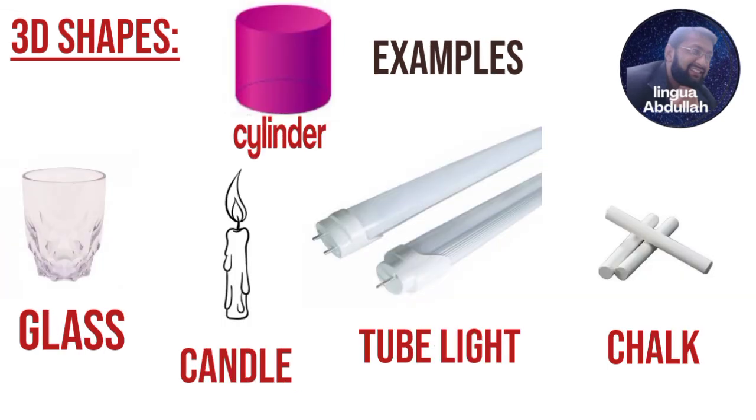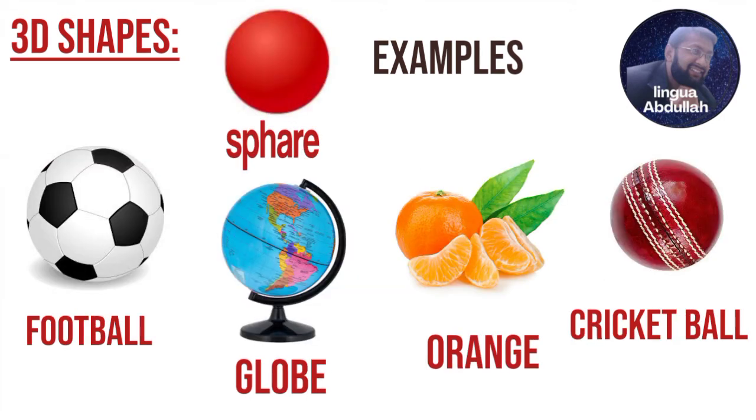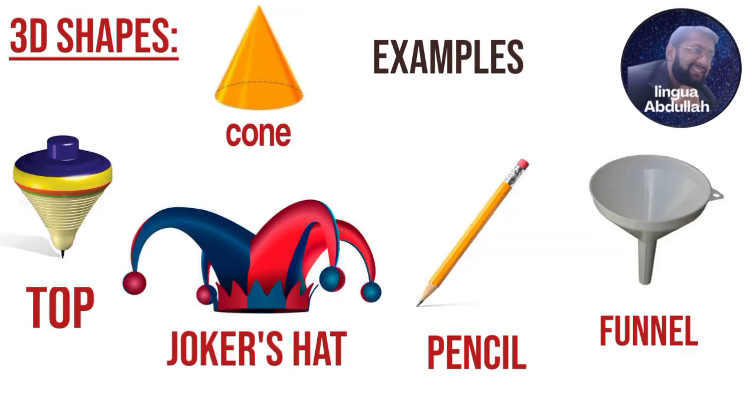Examples of cylinder: glass, candle, tube light, chalk. Examples of sphere: football, globe, orange, cricket ball.